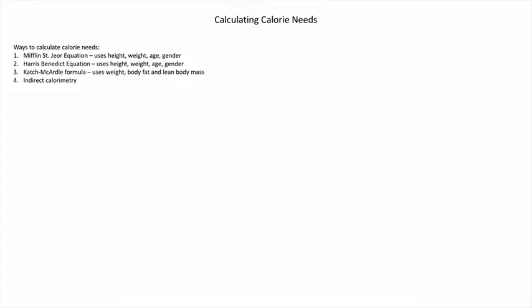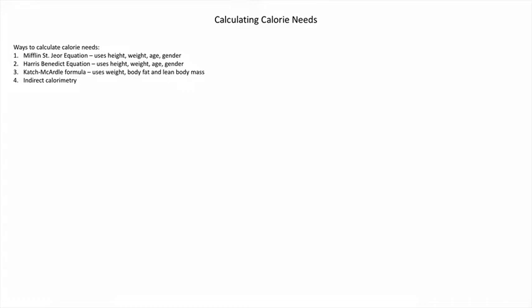So there's a number of different ways that we can calculate calorie needs. The Mifflin-St. Jeor equation and the Harris-Benedict equation both use height, weight, age, and gender to do the calculations. The Harris-Benedict equation in nutrition science, we have used that historically. More recently, the Mifflin-St. Jeor has been used pretty regularly. They're very comparable in the results that they get. We'll be working through the Mifflin-St.